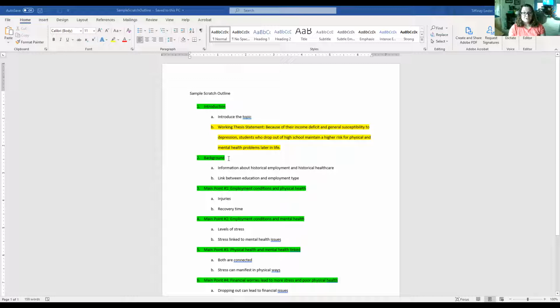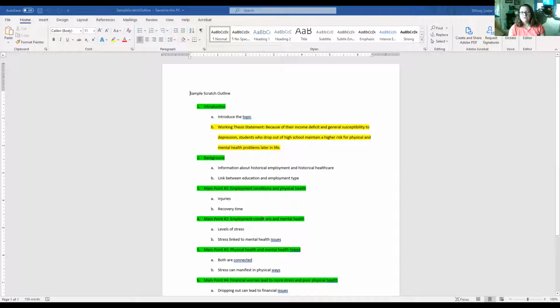This particular student, the first section after the introduction, they've decided they need to provide some background information, right? So what are the basic ideas that you're going to include in that section on background information? Their first main point, employment conditions and physical health. What are the main ideas that they're thinking about including? What is it that they want to make sure they hit on when they are in this section? They want to make sure they talk about injuries and recovery time, right?